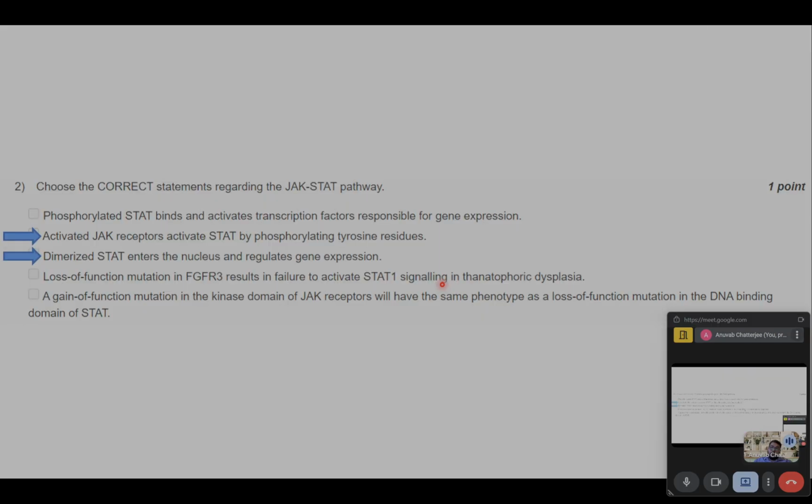So going to the option, it says that the gain of function mutation in the kinase domain of the JAK receptor will have the same phenotype as a loss of function mutation in the DNA binding domain of STAT, which is false, as we just discussed. Gain of function mutation in JAK will cause activation of the pathway, and loss of function mutation in the DNA binding domain of STAT will cause inactivation, deactivation of the pathway. So this option is also not correct. So these two are the correct options.